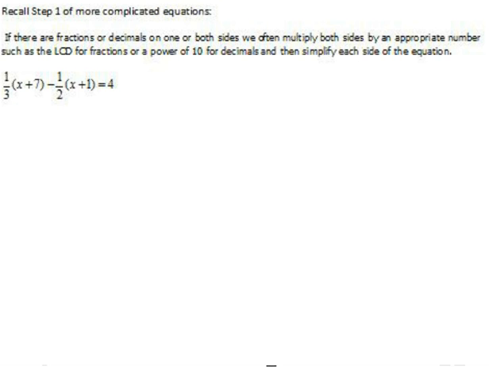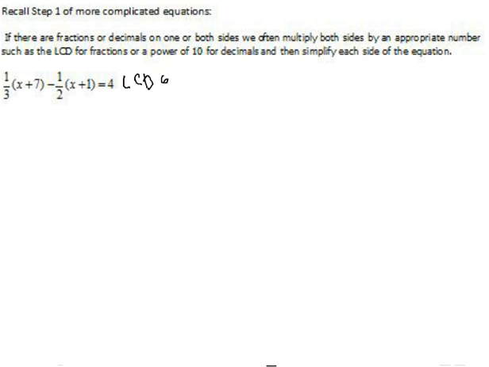So if we think, well, let's see, what is the LCD of our equation here? Because we have a 3 and a 2 in the denominator, it would be 6. So that's what we'll do. We'll multiply both sides of the equation by 6. And going down here, we originally have 1/3 times the quantity x plus 7 minus 1/2 times the quantity x plus 1 equals 4.